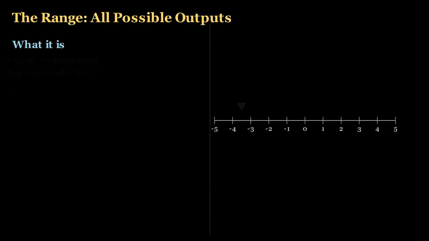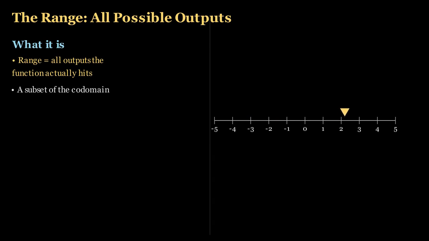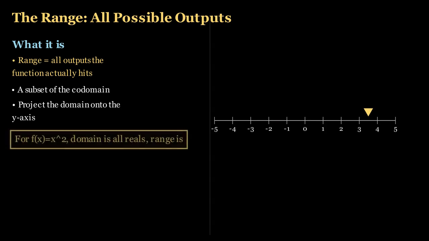Imagine you have a function machine. You already know the domain is the set of all allowed inputs you can feed in. The codomain is the full menu of possible outputs the machine could ever give, even if it never uses some of them. The range is different. The range is the actual set of outputs the machine really produces when you run every single input from the domain through it. Think of it like this: you take every number in the domain, drop it through the function, and collect all the results. That collection is the range. It's like shining a light through the domain and seeing where its shadow lands on the y-axis. The range is exactly that shadow.